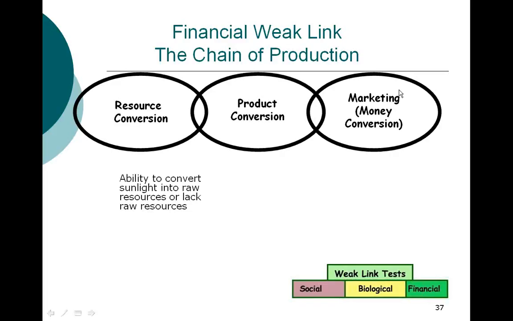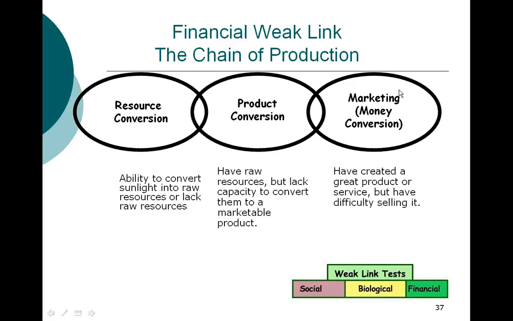The resource conversion is when you're looking at where you have insufficient ability, for example, to convert sunlight into raw resources, for example, grass or produce, or you lack sufficient raw resources. Maybe you lack sufficient money to be able to create a product. So that would be your weak link. Or you may have a situation where you have raw resources, but lack the capacity to convert that into a marketable form. In that case, you have a product conversion weak link.